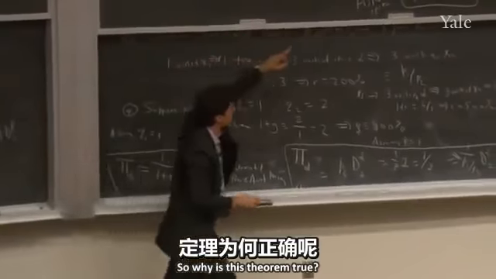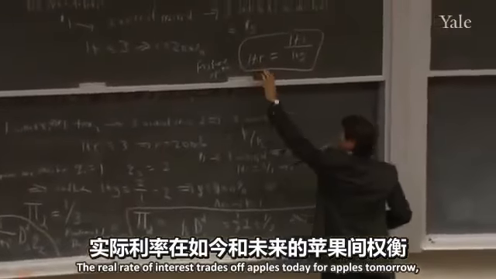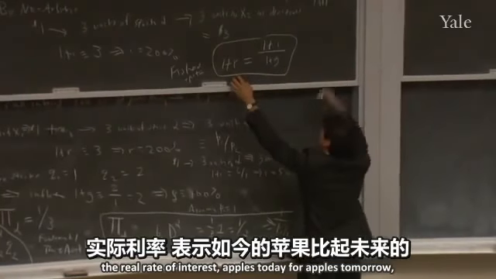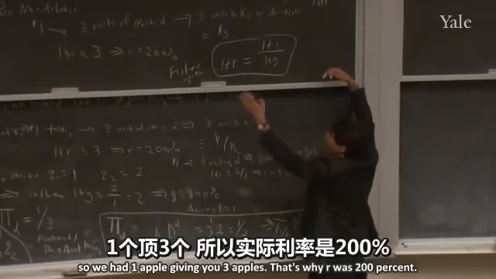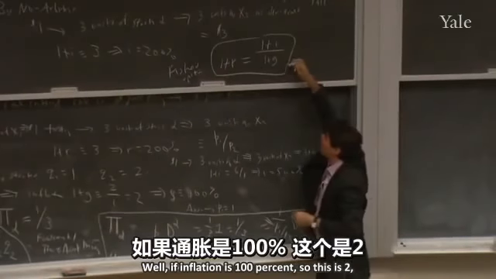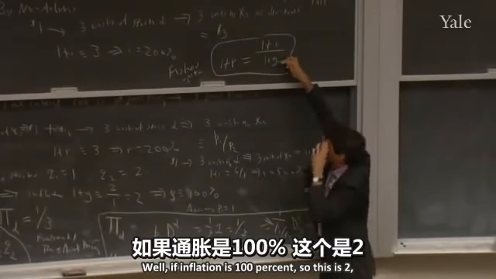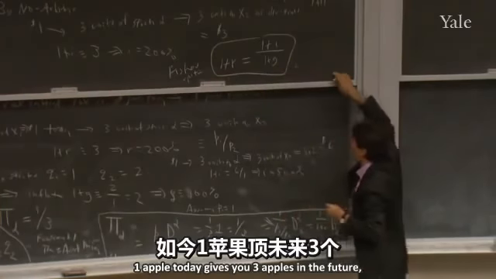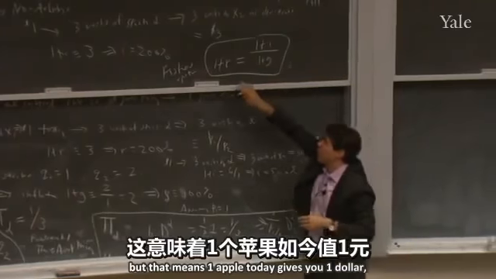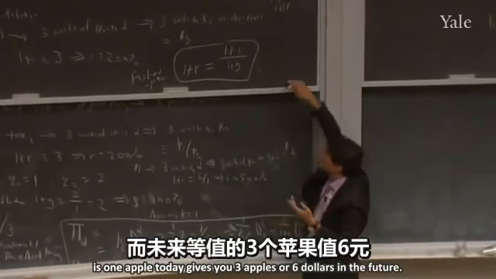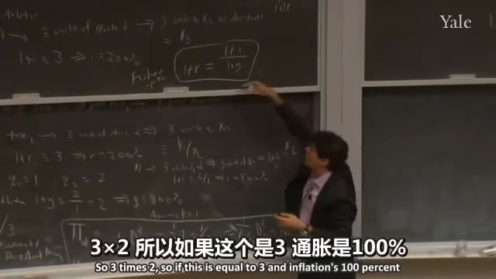Okay, so why is this theorem true? The real rate of interest trades off apples today for apples tomorrow. So we had 1 apple giving you 3 apples. That's why R was 200%. Well, if inflation is 100%, so this is 2, 1 apple today gives you 3 apples in the future, but that means 1 apple today gives you $6 in the future. So that's why.